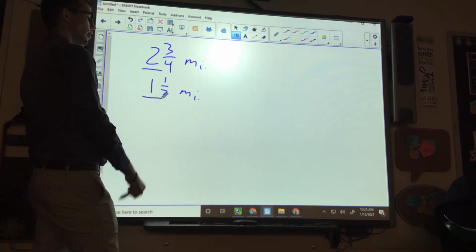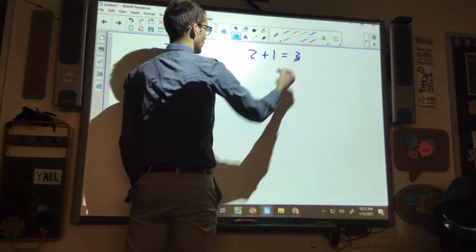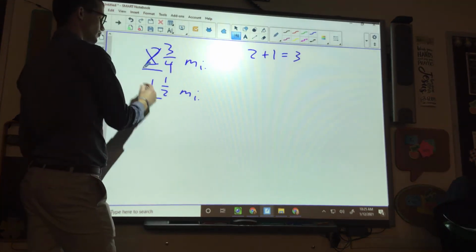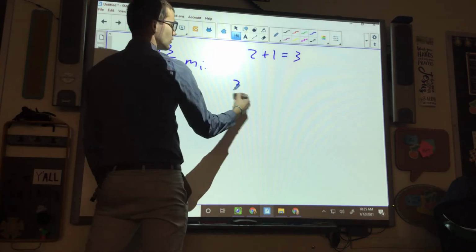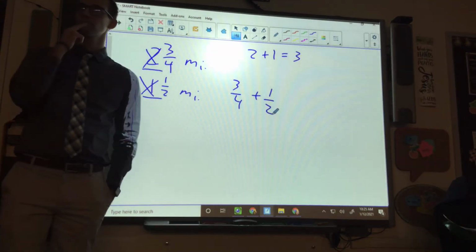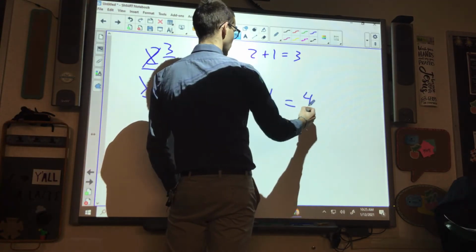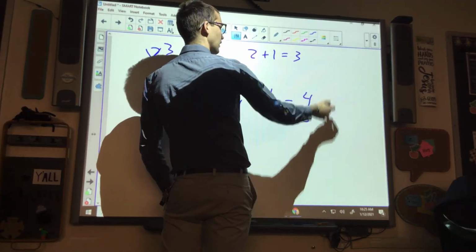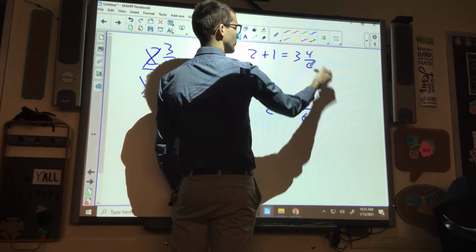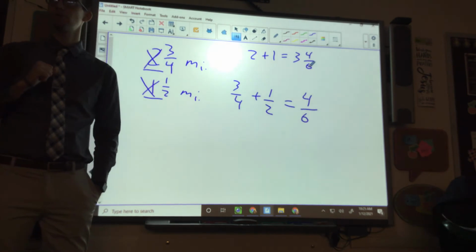So 2 and 1. 2 plus 1 makes 3. So I know I've got 3, so I'm getting rid of the 2 and the 1. Now I have 3/4 and 1/2. What do I have to do? I add them, I get 4 over 6. And I say my final answer is 3 4/6. Right? No. What's wrong?